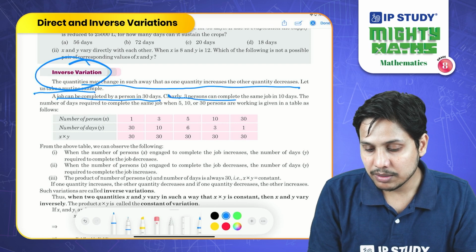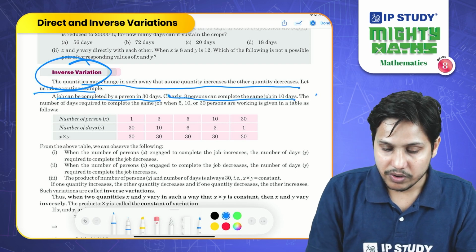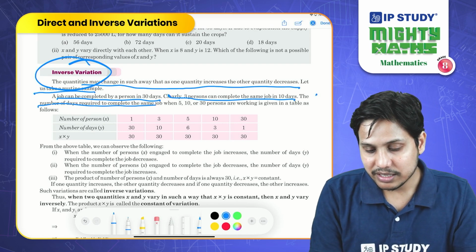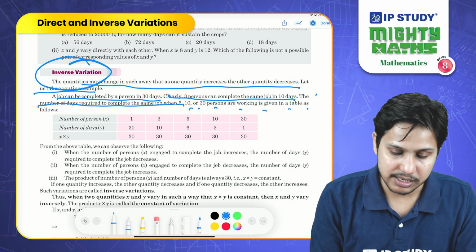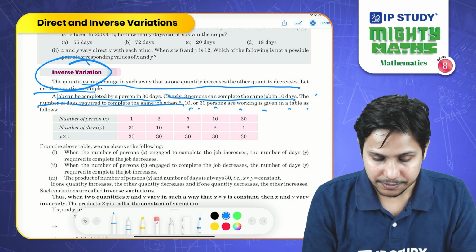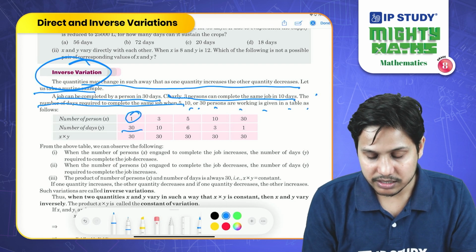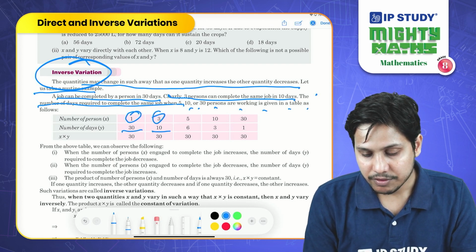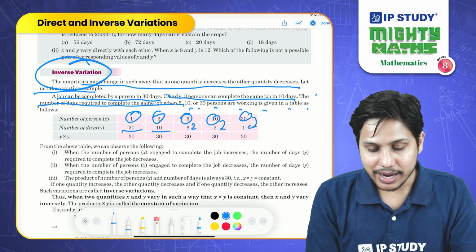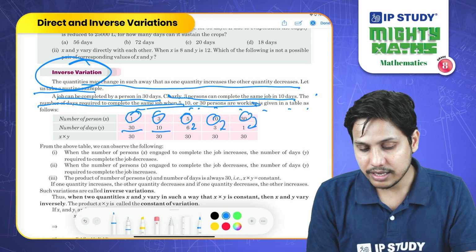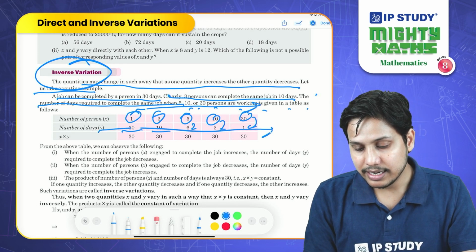Clearly 3 persons can complete the same job in 10 days. Okay, the number of days required to complete the same job if 5, 10 or 30 persons are working is given in the table. Yes. So for a single person, the number of days is 30. For 3 persons it is 10, for 5 persons it is 6, for 10 it is 3, for 30 it is 1. So as the number of persons is increasing, the number of days is decreasing.